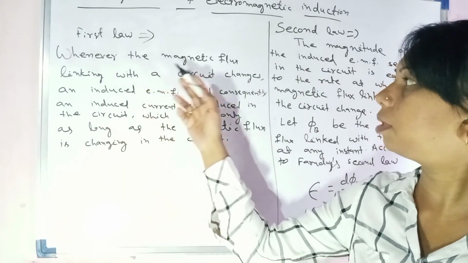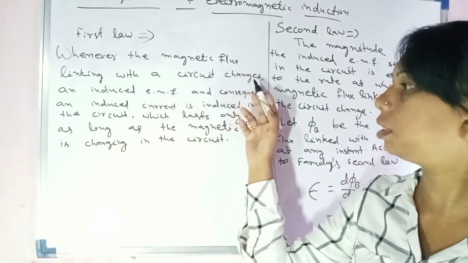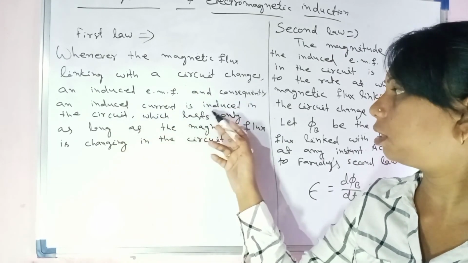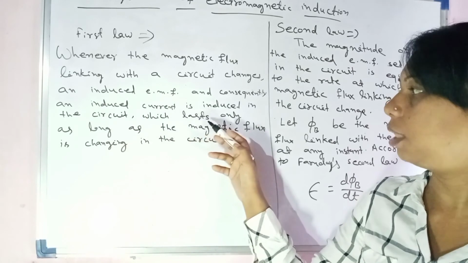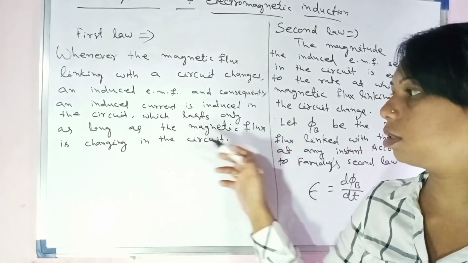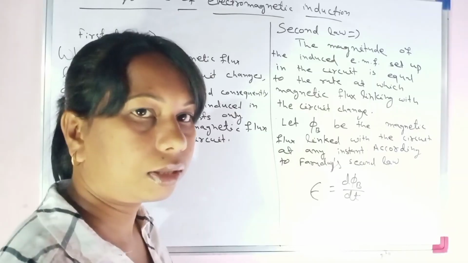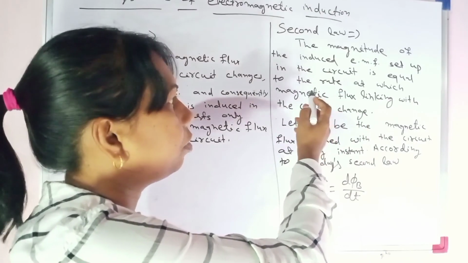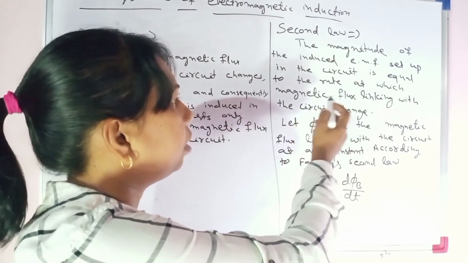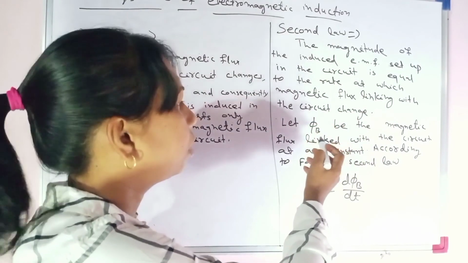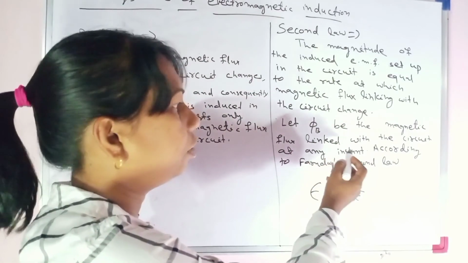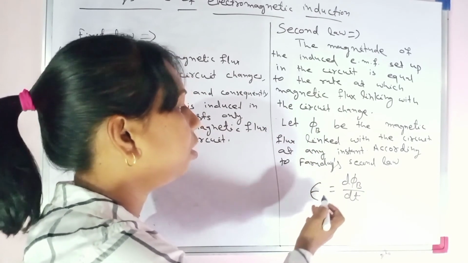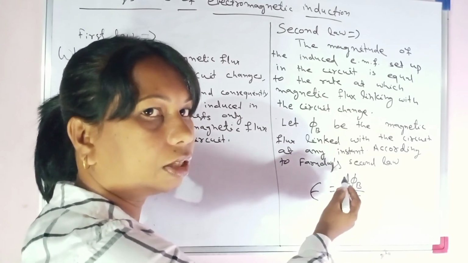First law: whenever the magnetic flux linking with a circuit changes, an induced EMF and consequently an induced current is induced in the circuit, which lasts only as long as the magnetic flux is changing in the circuit. Second law: the magnitude of the induced EMF set up in the circuit is equal to the rate at which the magnetic flux linking with the circuit changes. Let φ_B be the magnetic flux linked with the circuit at any instant, then according to Faraday's second law, the induced EMF E equals dφ_B/dt, the rate of change of magnetic flux.